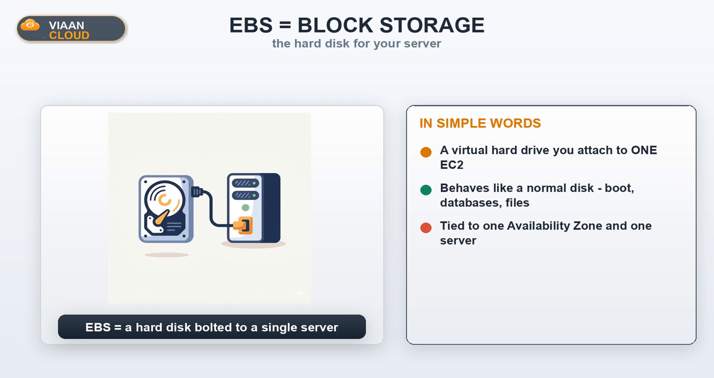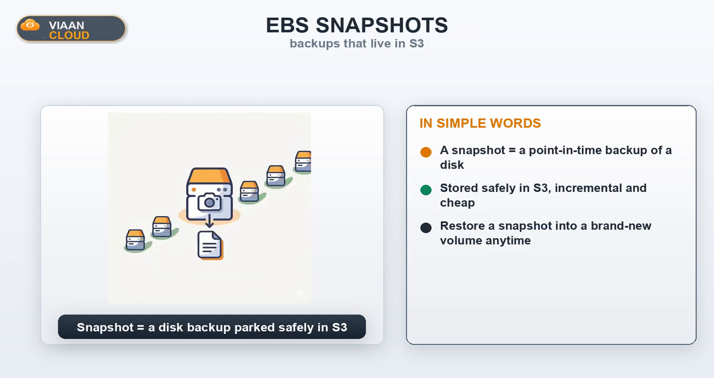And they come in types. General purpose SSD, called GP3, is the sensible default. Provisioned IOPS, called IO2, is for databases that need guaranteed high performance. Because an EBS volume is tied to one server in one zone, you protect it with snapshots. A snapshot is a point-in-time backup of the entire disk.